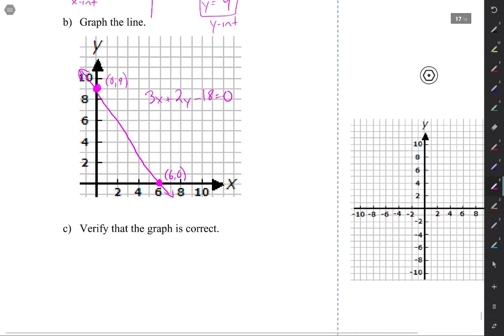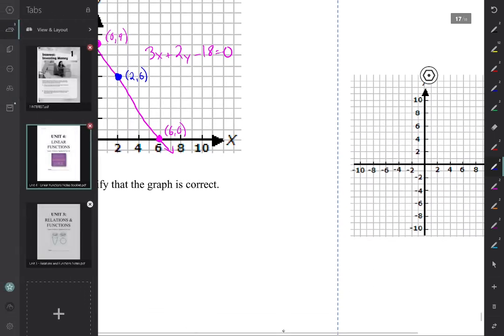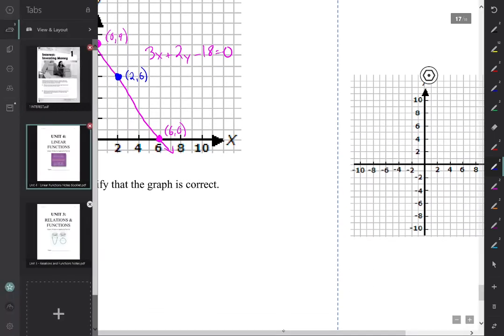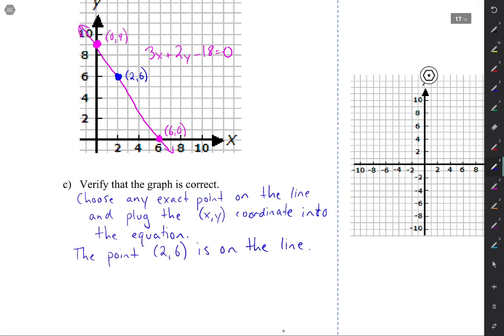So in step C, it says verify that the graph is correct. So in order for us to do that, let's choose any point, an exact point on our line, and then plug the coordinates into our equation. So if we look at our line, I notice that we have a point going through this right here. So this is why it's important to use a ruler, because if your line is a little bit crooked, your points might not line up exactly. So this point is at 2, 6. So for step C, I'm just going to write down that we're going to choose any point on our line. All right, so we chose the point 2, 6 that is on our line, and we are going to plug it into the equation.